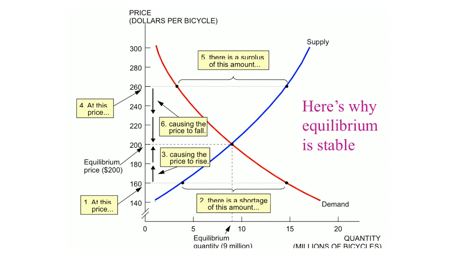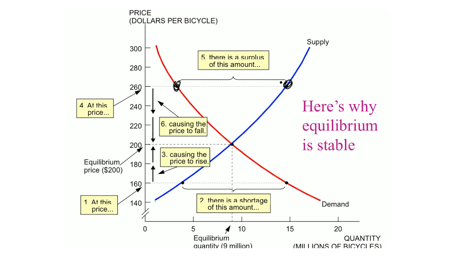Do the same thing on the other side. The box labeled 4 says, suppose the price is 260 instead of 200. At 260, the quantity demanded is at the red line, and the quantity supplied is at the blue line. Now firms want to produce too many bicycles. The supply is much greater than the demand. There's a surplus, economists would call it.